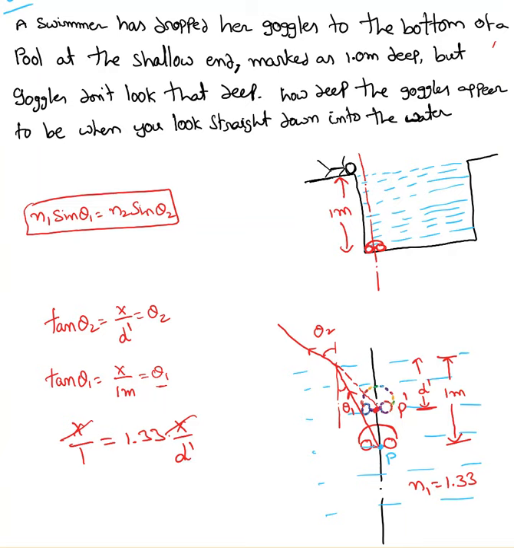I didn't do a good job explaining this problem in the previous video, so I'm going to redo this problem again in this video. A swimmer has dropped her goggles to the bottom of a pool at the shallow end, marked as 1 meter. So the goggles are 1 meter deep. Basically, I just redrew this picture and magnified it a little bit.